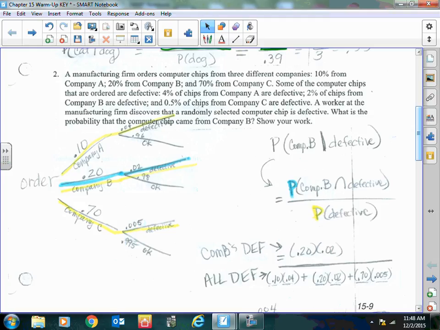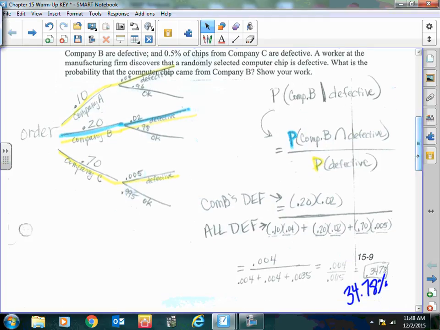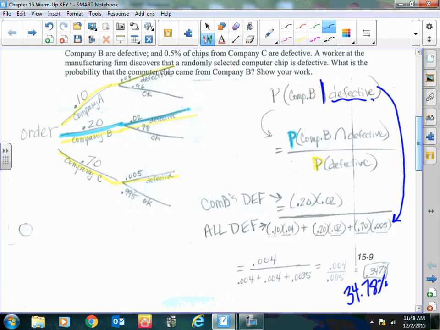How did I get the answer? Okay, so I put all of the defective ones. It said, what's the probability of it being from company B given that it is defective? So I put all the defective ways on the bottom. Be careful and make sure that for this 0.5%, you made that decimal 0.005, by the way. So on the bottom was the A defective, which was 0.10 times 0.04. The B defective, which was 0.2 times 0.02. And the C defective, which was 0.7 times 0.005. That's the bottom. Then the top is the B section of that.